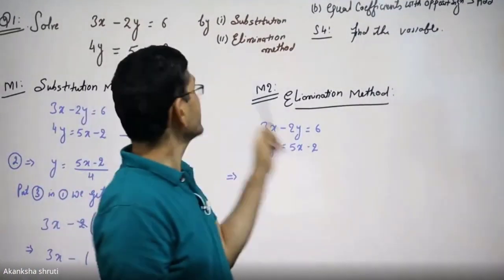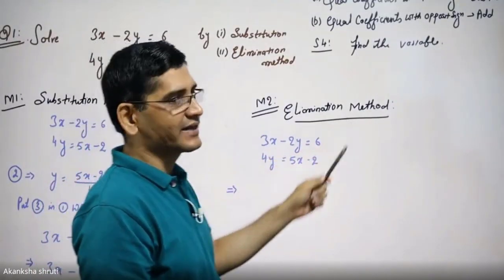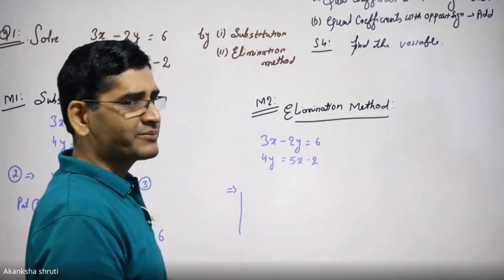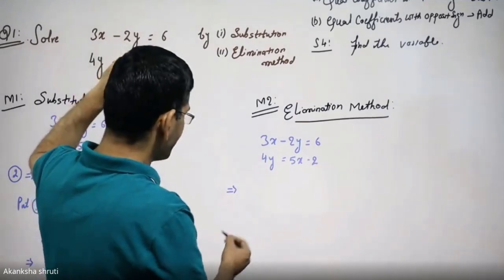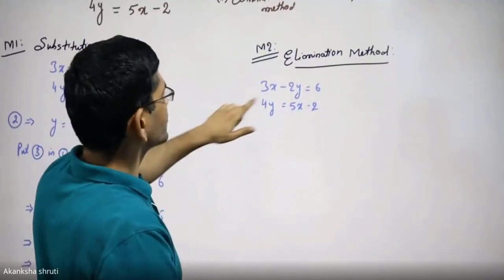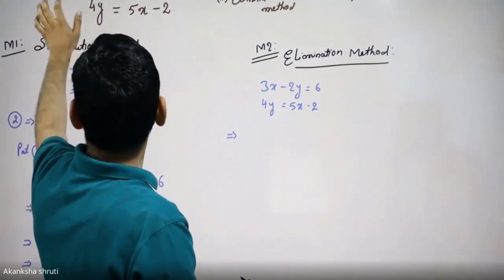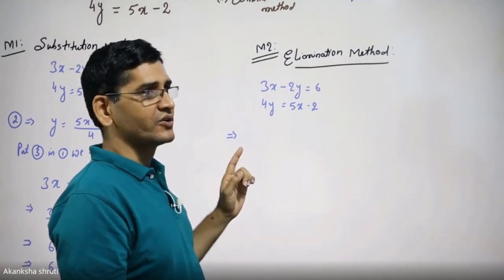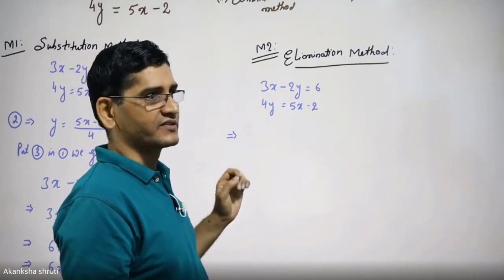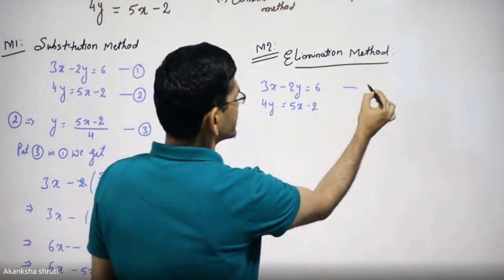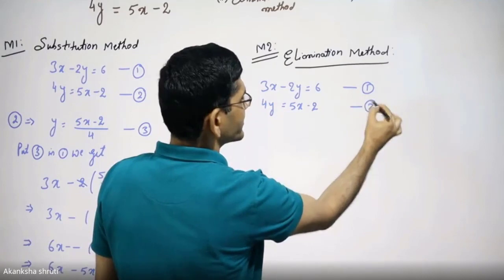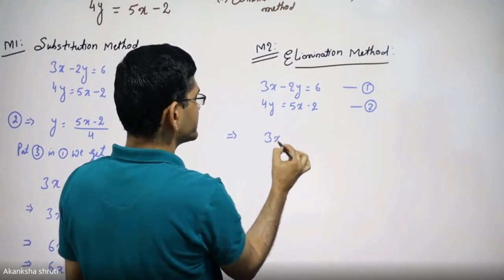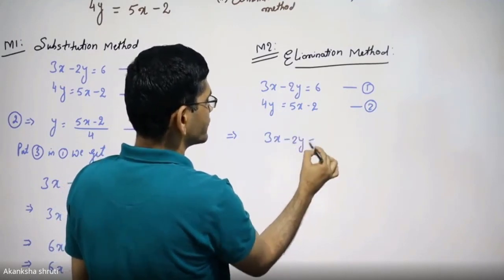Now let us solve the same two equations by the elimination method. For the elimination method, first we have to keep all the variables on the left-hand side and the constant on the other side. Then we have to choose a suitable multiplication factor to equalize their coefficients. Students, again consider this as equation 1 and this as equation 2. The first one is already in the form that we need: 3x minus 2y is equal to 6.